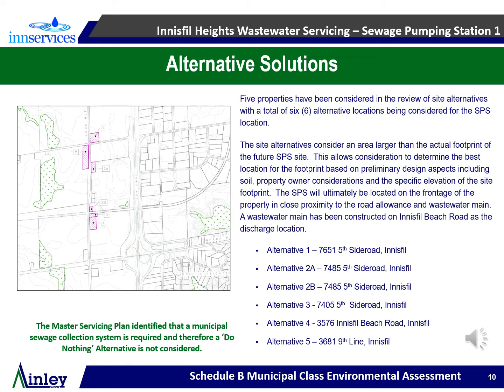Alternative solutions. 5 properties have been considered in the review site alternatives, with a total of 6 alternative locations being considered for the sewage pumping station location. The site alternatives consider an area larger than the actual footprint of the future sewage pumping station site. This allows consideration to determine the best location for the footprint based on preliminary design aspects, including soil, property owner considerations, and specific elevation of site footprint.